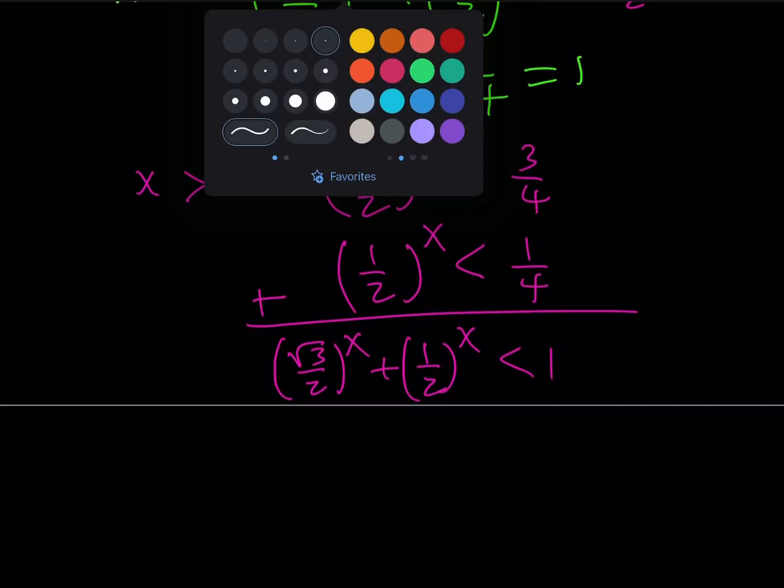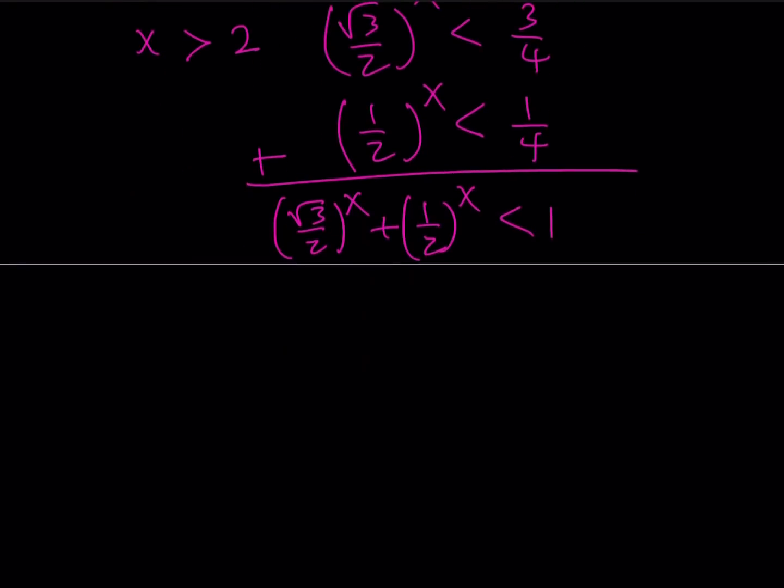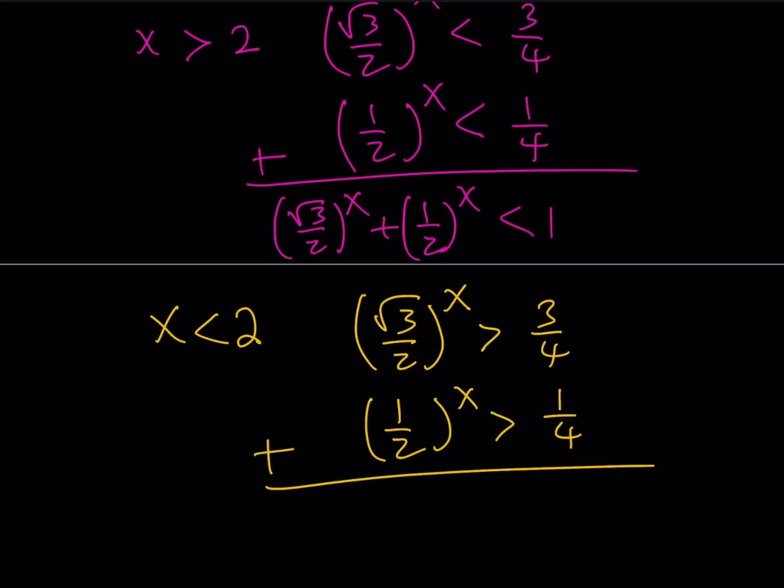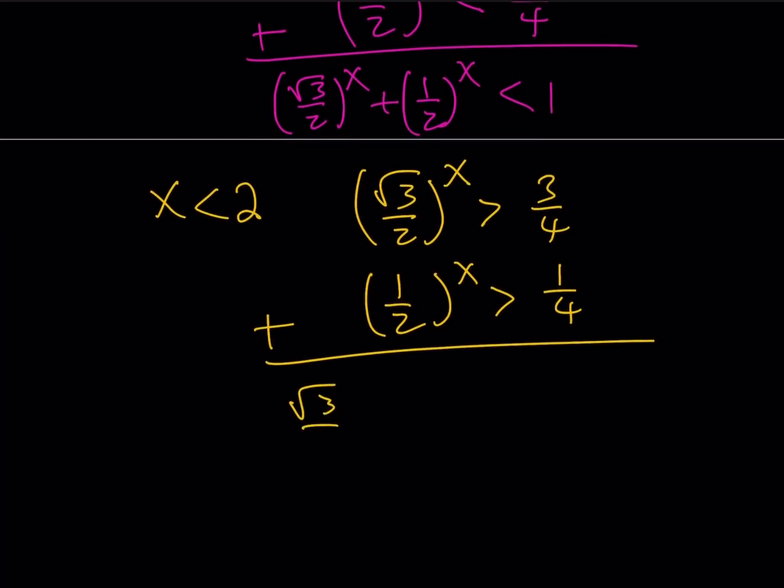What happens if x is less than 2? Let's take a look at that one as well. Well, if x is less than 2, then consider √3/2 to the power x. Notice that as x gets smaller and smaller, think about the negatives, think about 0.1, stuff like that, the answer is going to get larger. So this is going to be greater than 3/4. And the same thing applies for 1/2 to the power x. It's going to be greater than 1/4. So their sum, which is the left-hand side of our equation, √3/2 to the power x plus 1/2 to the power x, is going to be greater than 1.